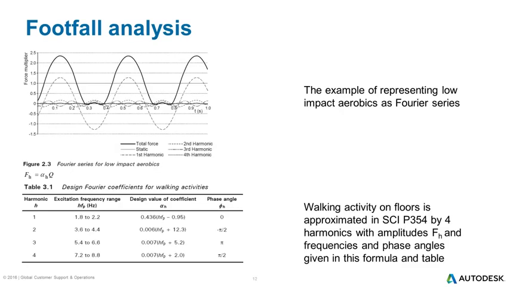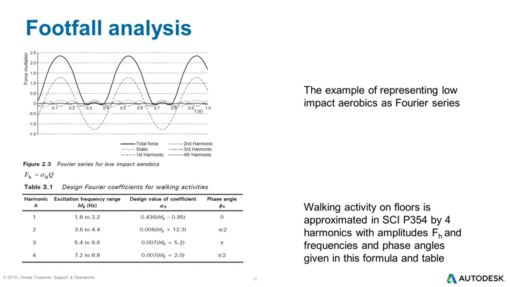On the top part of this slide, we can see the diagram showing harmonics of the Fourier series for low-impact aerobics with 4 harmonics, plus a static force corresponding to the weight of a person, and the total force value. As expected, there are parts with large values when a person lands on the floor and zero-value parts when he or she is in the air.